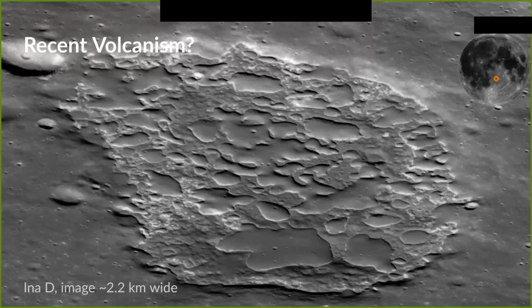We've also seen what we think are signs of recent volcanism. That's recent in geologic terms, not in human terms. But here's a picture of Ina D, which we believe is a volcanic type of feature, but there's a lot we don't know about it. And that's one of the great parts of lunar exploration, is it's not all about finding the answers. A lot of it's about finding the questions.